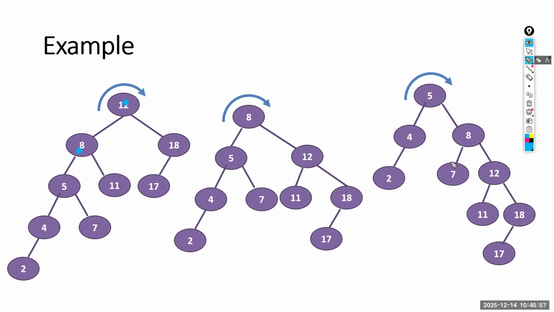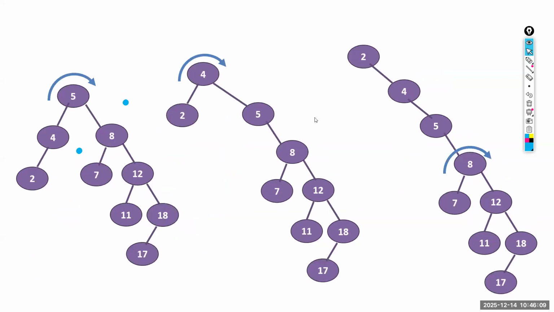And again you can see your root has a left child. So that means again you need to do a rotation. 4 will go up, 5 will go down, that's it. And 2 will be hanging in the left side still. And still your root has a left child, so therefore you need to do a rotation. 2 will go up, 4 will go down.